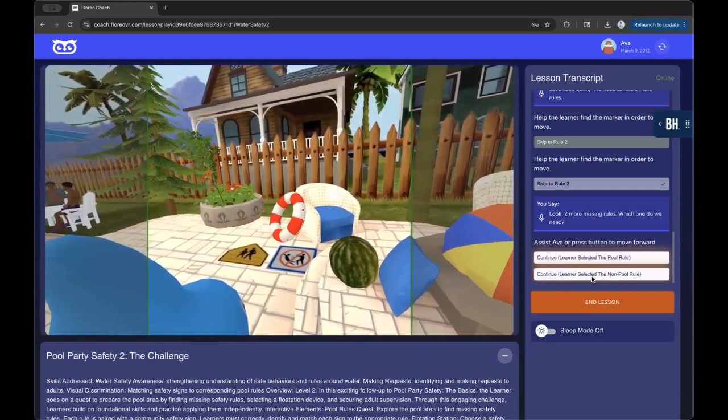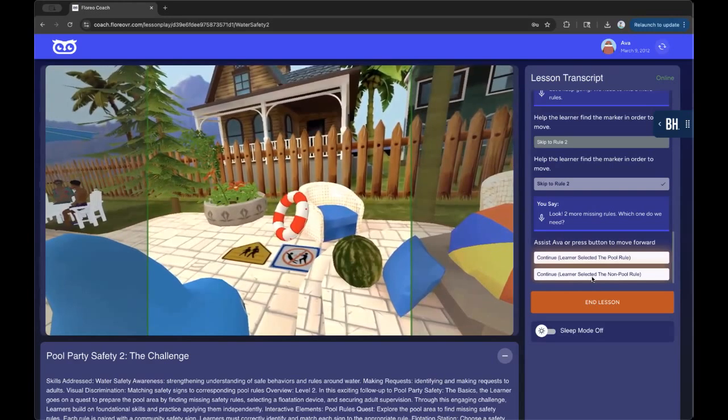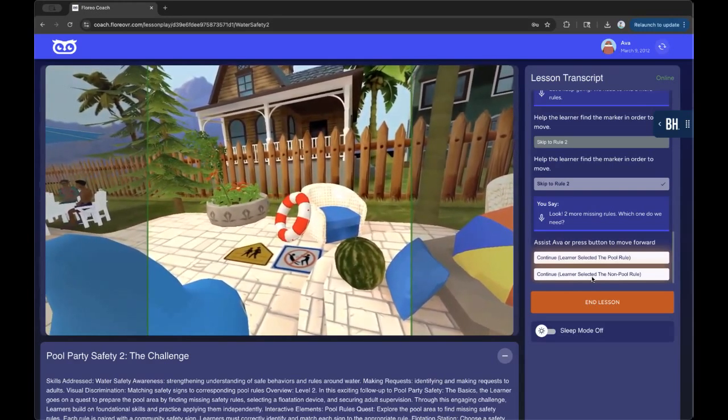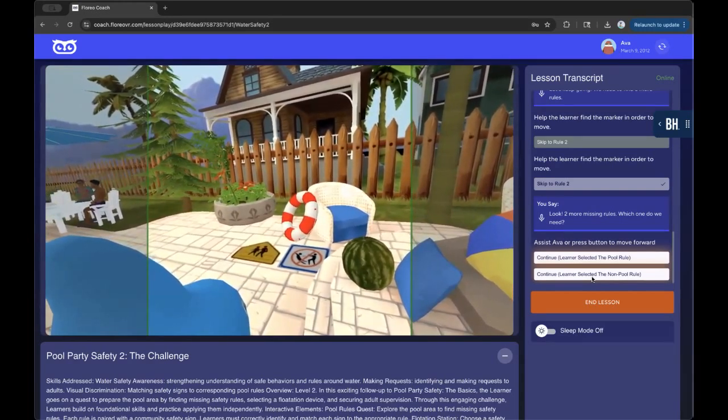And this is the data collection, right? We know that Floreo is collecting lots of data while our learners are going through the experience. So maybe your learner is not able to fixate on that pool rule, but they can tell you which of those icons is for the pool, and you can make that selection as the choice.